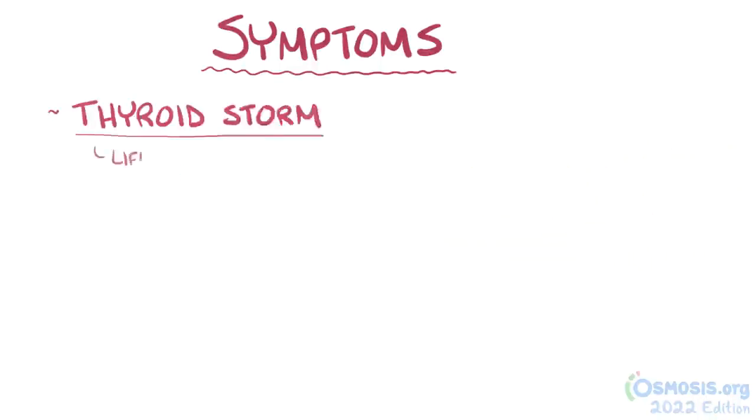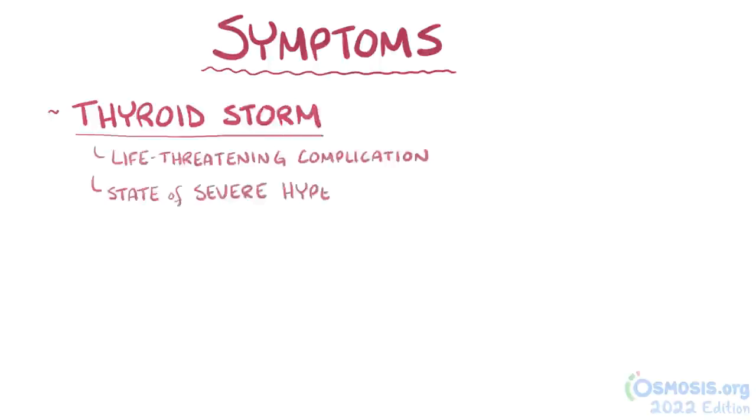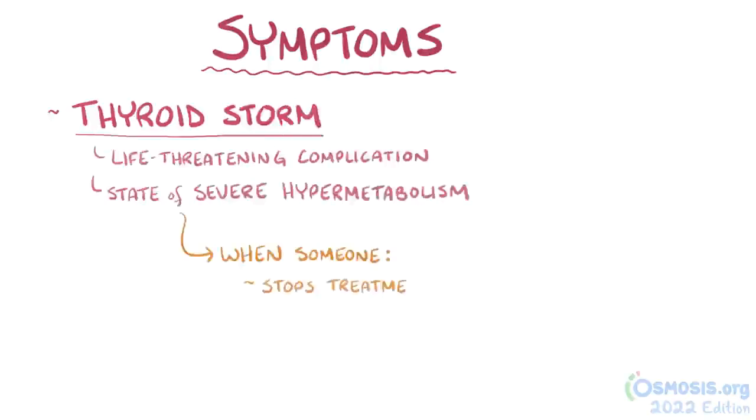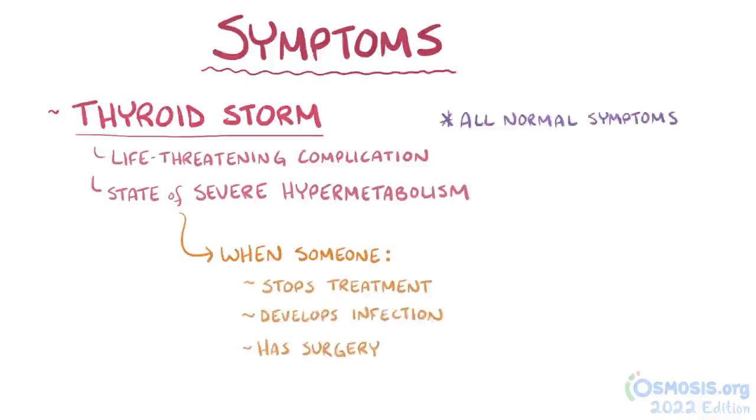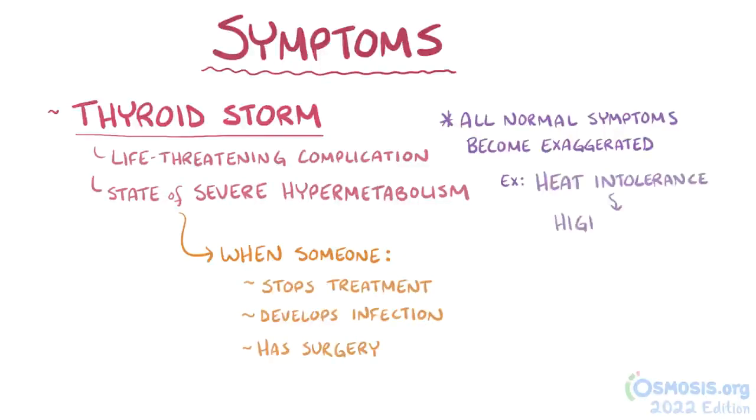Thyroid storm, which is a life-threatening complication of hyperthyroidism where the body goes into a state of severe hypermetabolism, can develop when someone with hyperthyroidism stops their treatment, develops an infection, or has surgery. All of the normal symptoms of hyperthyroidism become exaggerated. For example, heat intolerance turns to high fever and rapid heart rate turns to cardiac arrhythmia.